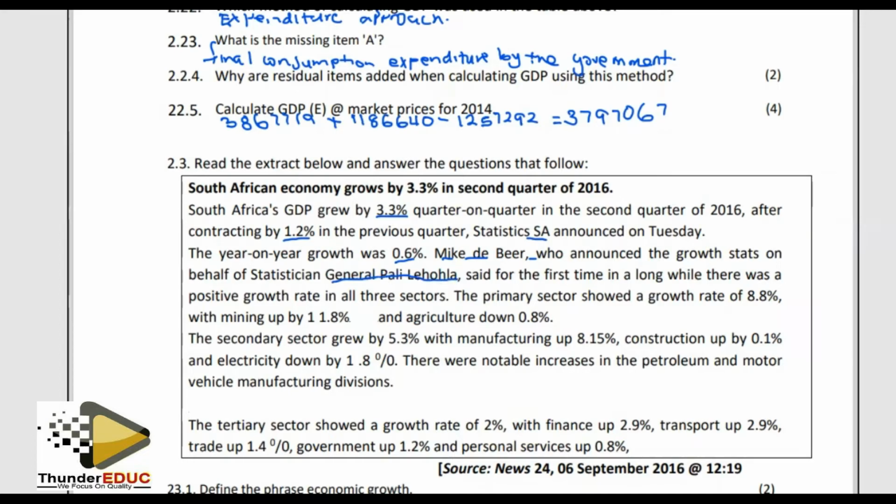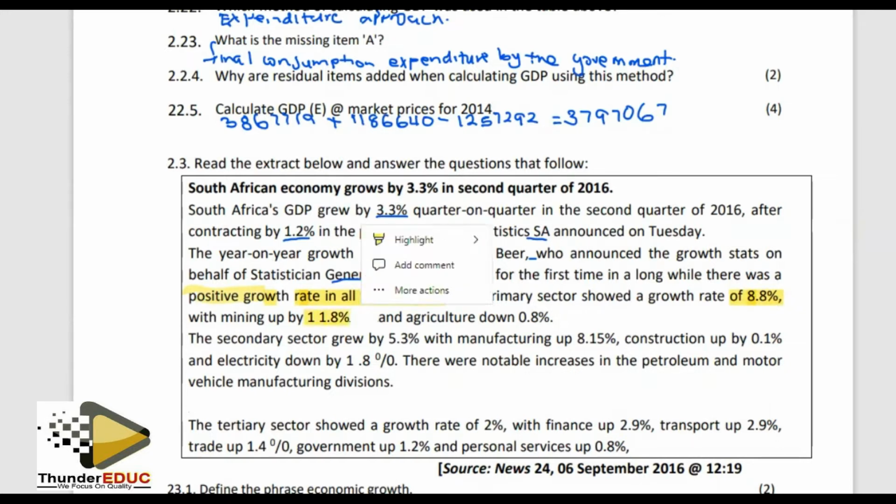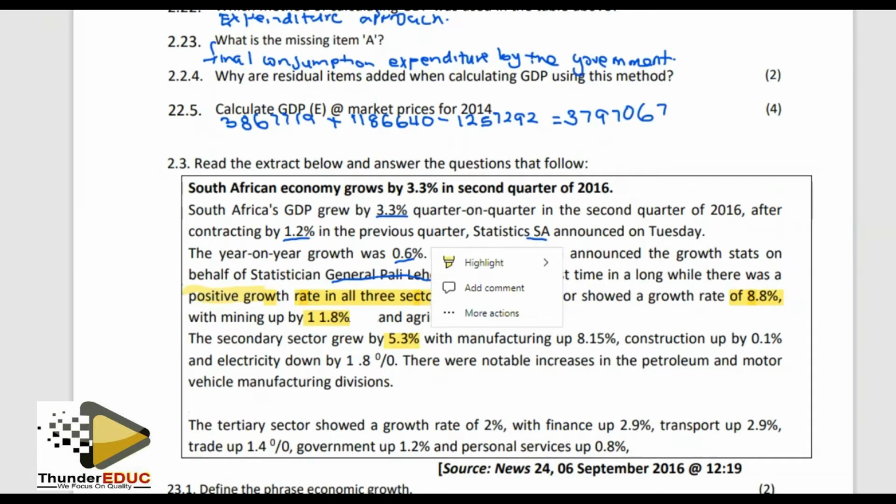That is according to Mike DBA, who announced the growth stats on behalf of Statistician General Pali Lihora. He said for the first time in a long while, there was a positive growth rate in the three sectors. The primary sector showed growth of 8.8%, while mining grew by 11.8%. Agriculture was down by 0.8%.